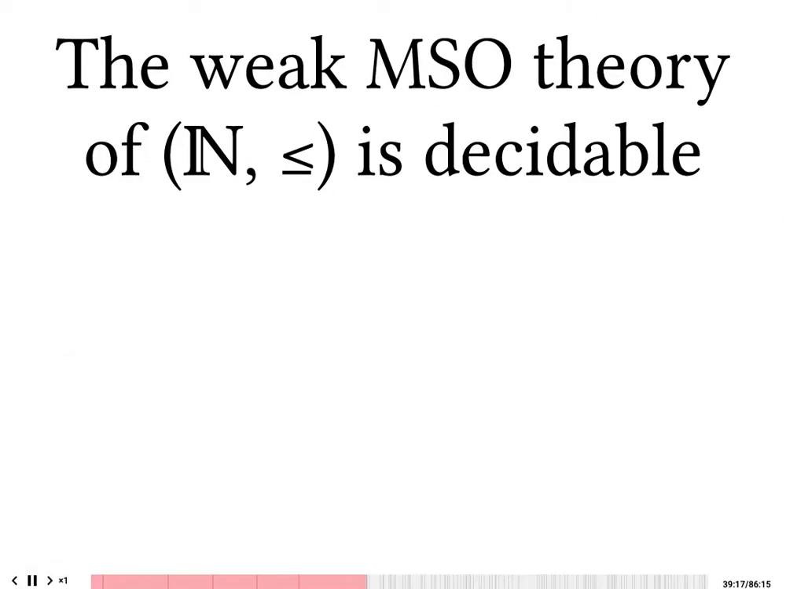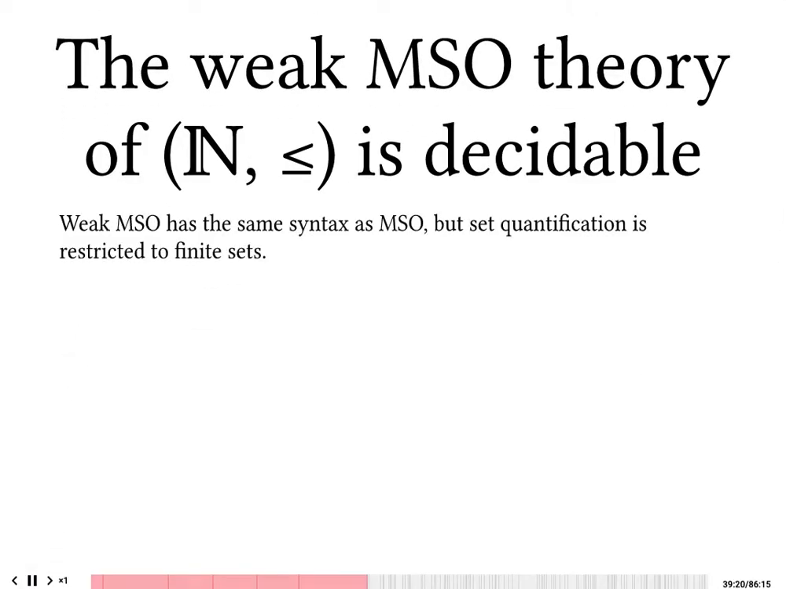So what is this weak MSO theory? The idea is that you write formulas which have the same syntax as MSO, so you quantify over elements and you quantify over sets as well, but the semantics of the set quantifier is different. It means finite sets only. So for example, if you write a formula which says that there exists a set which contains all possible natural numbers, then this formula is going to be true in the usual MSO because you can take the set of all natural numbers. But in weak MSO, it is not going to be true because there is no finite set which contains all natural numbers. So in principle, it seems that the two logics are incomparable.